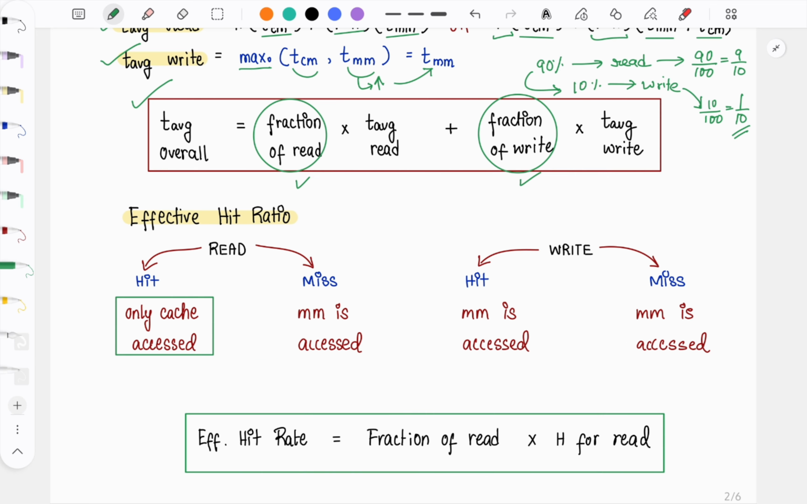One more terminology is the effective hit ratio. In case of read, whenever there is a hit, only the cache is accessed. However, in case of a miss, we have to go to the main memory. In case of write, in both cases, whether it is a hit or miss, we'll simultaneously write whatever update is to be made on the main memory and the cache memory at the same time. So for the calculation of effective hit ratio, we will use the fraction of read and multiply it with the hit ratio for read.